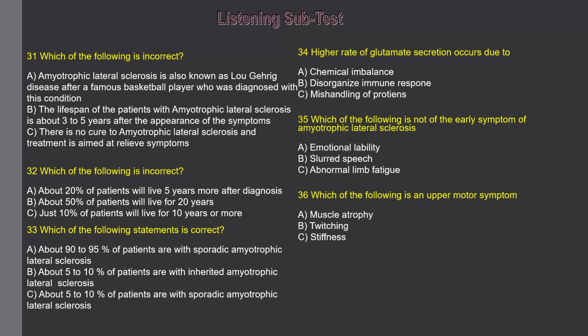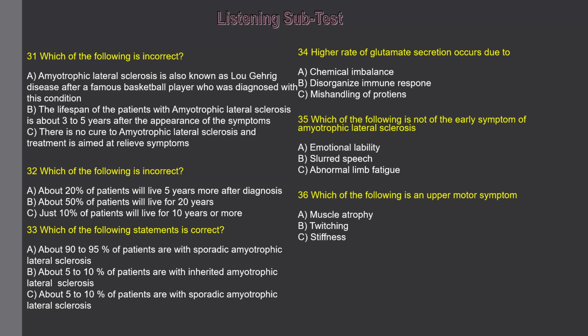50% of the patients with amyotrophic lateral sclerosis will live for 3 years or more after the diagnosis. However, some patients live for longer. About 20% of patients will live 5 years or more after diagnosis, while just 10% of the patients will live for 10 years or more, and 5% of patients will live for 20 years.